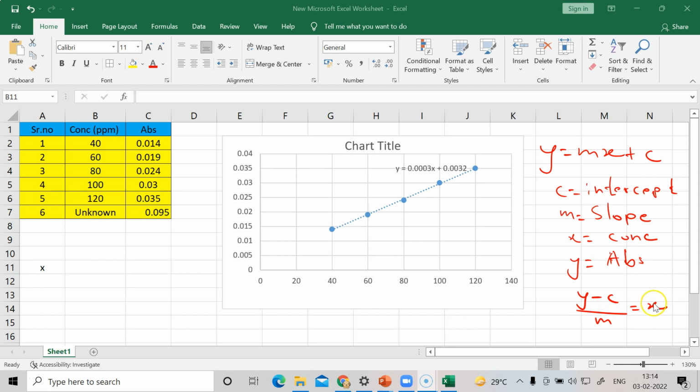I have rearranged this equation for the purpose of calculation. Here it is y minus c, because when c goes to the other side it carries a negative sign, as it is plus over here. So y minus c, and m, which was multiplied, becomes divide, and the remaining part is only x. x means the concentration that we need to find. Now for the calculation in Excel, I have written x here, and I will find the concentration. I have written one demo reading, that is 0.95.